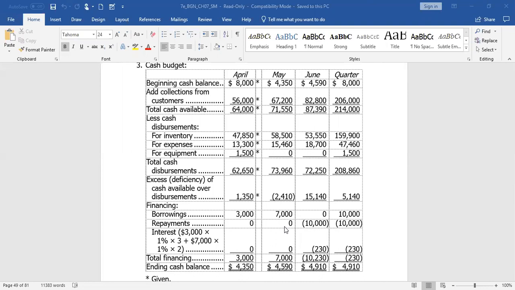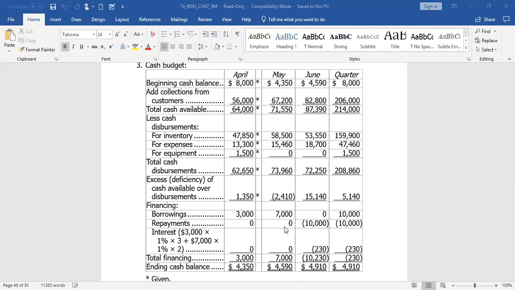Starting in June, they have a balance of $4,590. And they end up with an overall cash available because of that of $15,140. Well, they don't need that much in cash. They only want to have a balance of about $4,000. So they could pay off $10,000 of that loan, all $10,000.